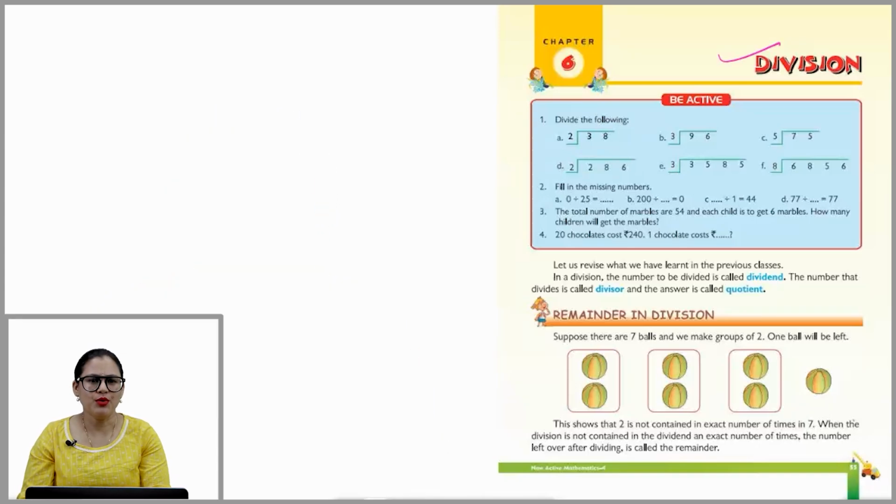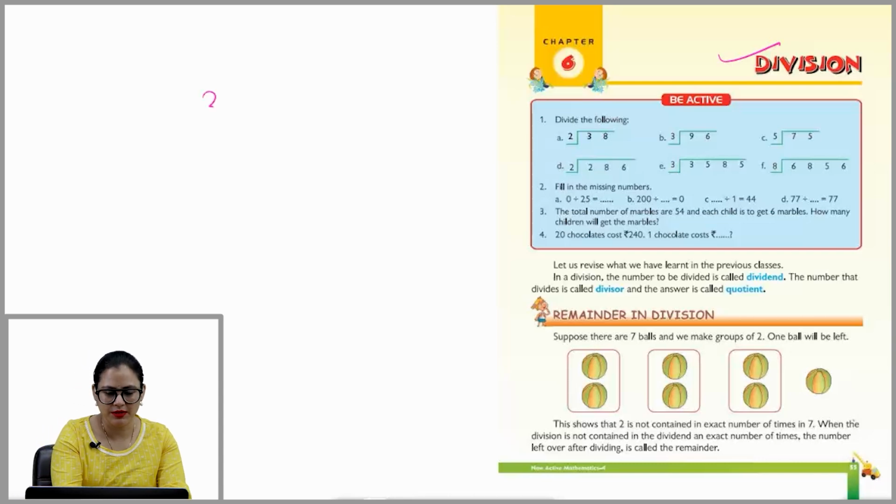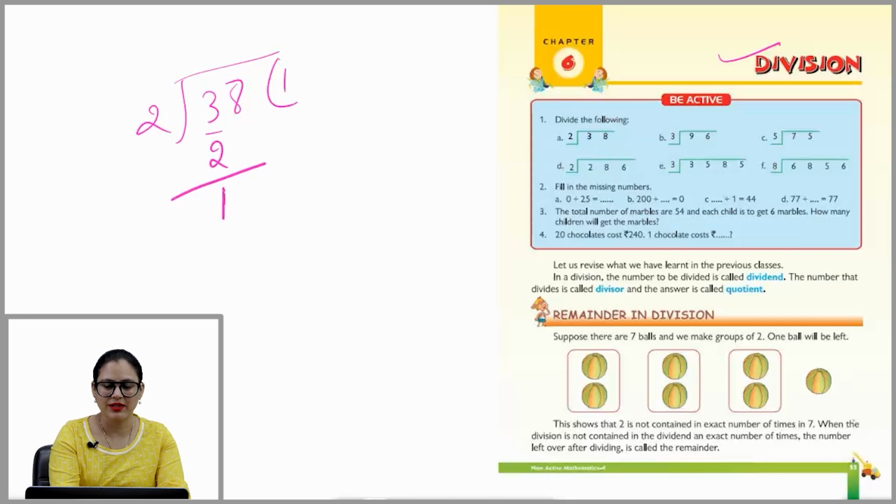See, you know how to divide numbers? Let's recall. Okay, you have to divide 38 by 2. 2 ones are 2, then we'll subtract, 1 is the remainder, then 8. 2 nines are 18. This is the quotient and this is remainder.